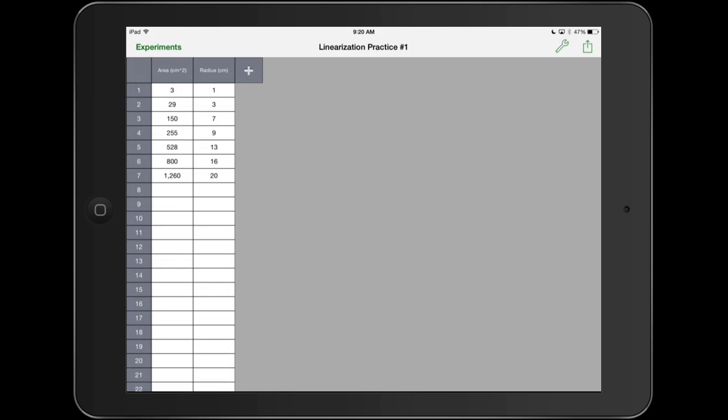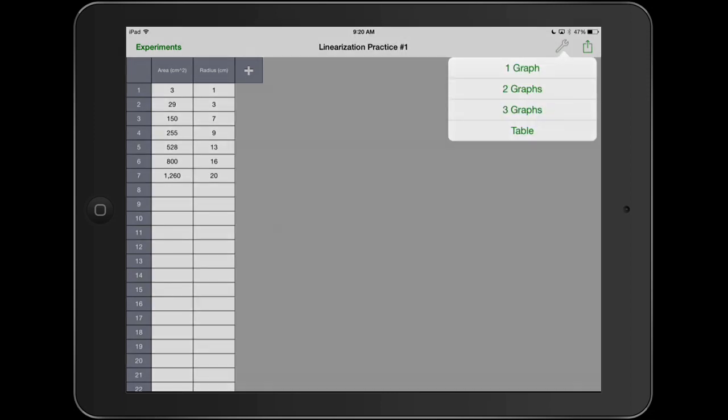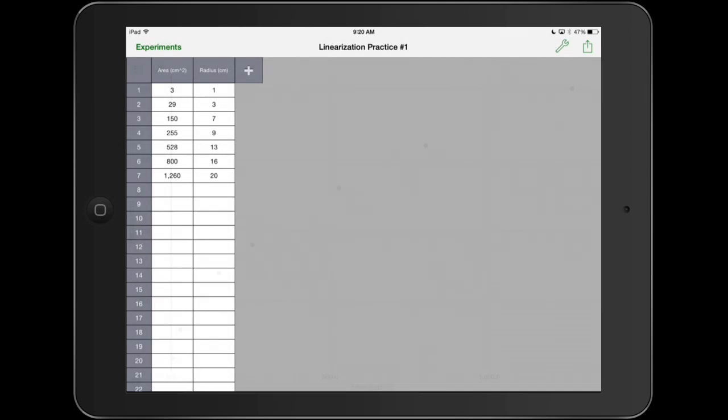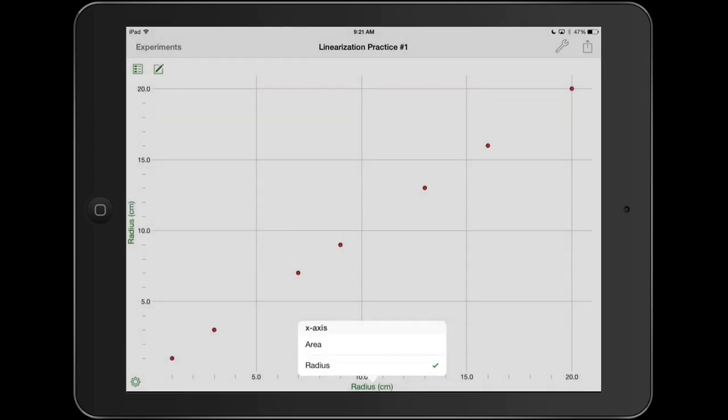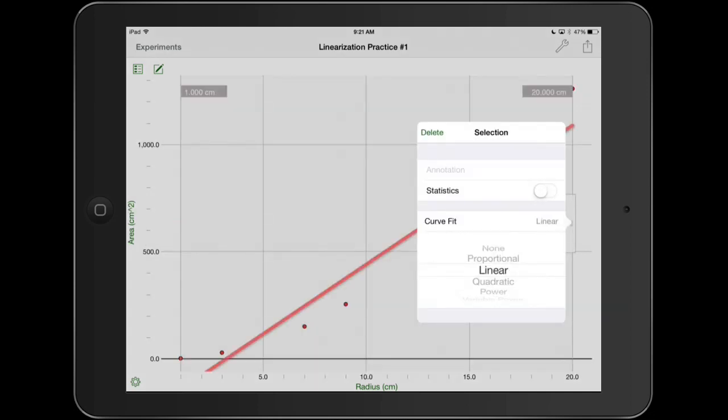I've already typed in my data and included units. So I'm going to graph it. And I need to switch my axes here because radius needs to go on the x-axis, and area needs to go on the y-axis. And I see that it's a quadratic shape. If I put a linear fit on this, it'll make that even more clear.